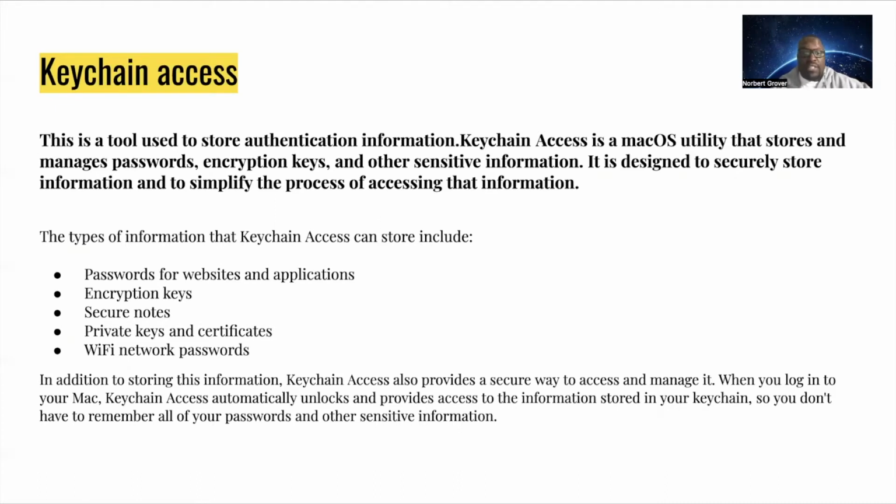The type of information that Keychain Access can store includes passwords for websites and applications, encryption keys, secure notes, private keys and certificates, and Wi-Fi network passwords. Now, the important thing is we have to understand that we need it for certificates. Okay? And so that's why I want you to understand it.